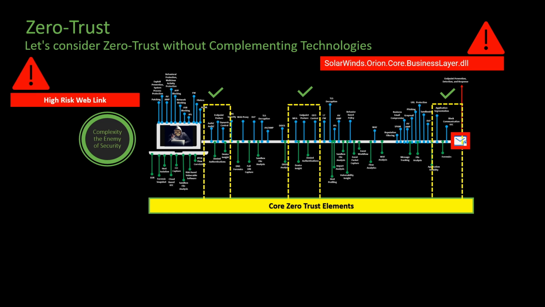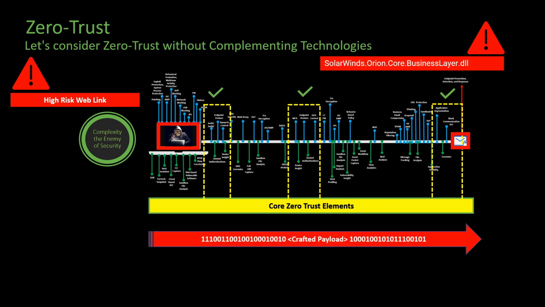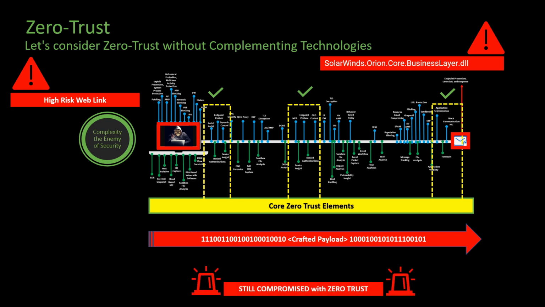The user clicks a high-risk web link. Right? Maybe a payload is crafted and is sent from that user. We're still compromised with zero trust. We may have authenticated to the network. We may have been authenticated and authorized on the application, and there might be levels of segmentation within the data center.